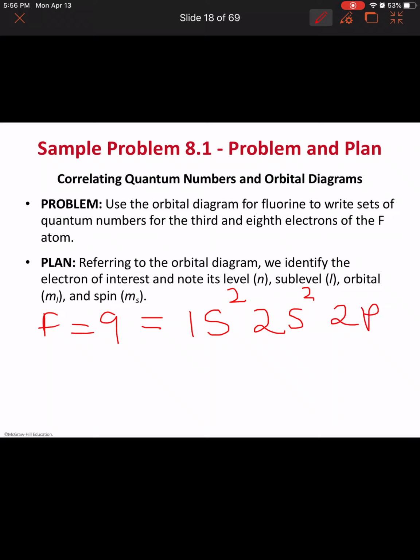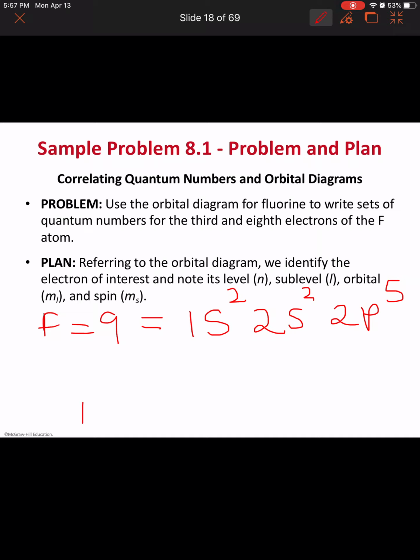In the 2p orbital, we have already filled up 4, so we need only 5. There are 3 p orbitals possible, and each orbital can hold up to 2. So 2 times 3, 6 electrons maximum can be put in a p orbital. But we need only 5. So that's going to be 2p5. 1s2, 2s2, 2p5. Now we have to write the set of quantum numbers for the third and eighth electron.